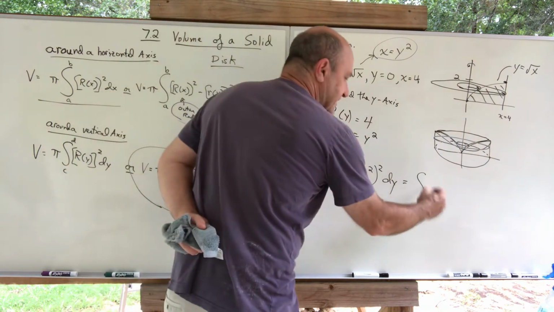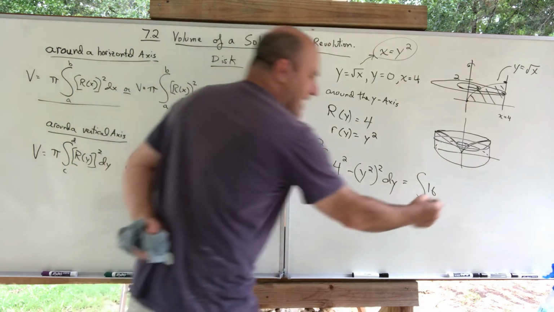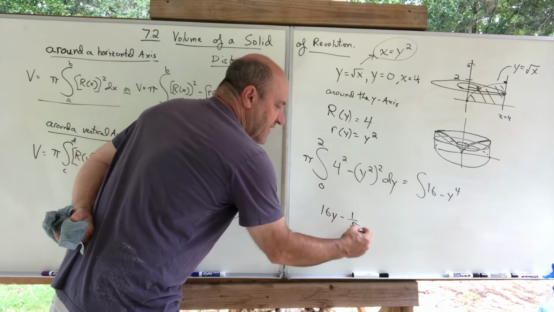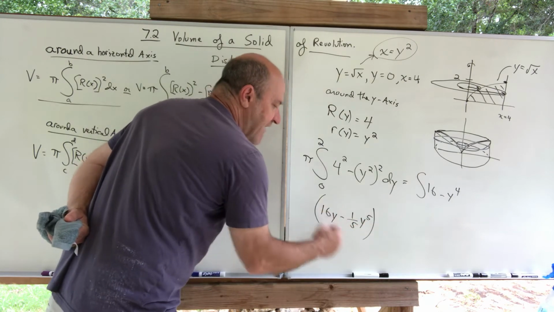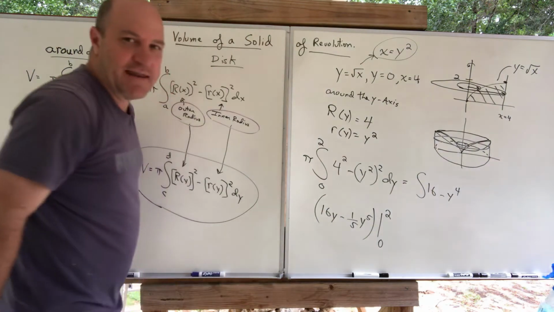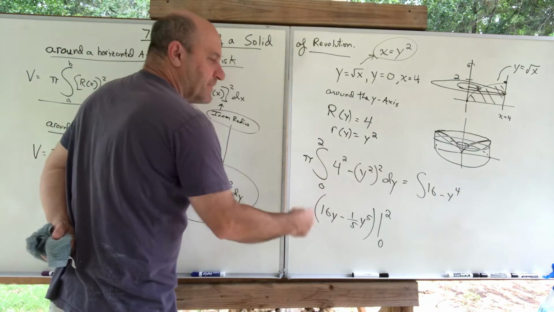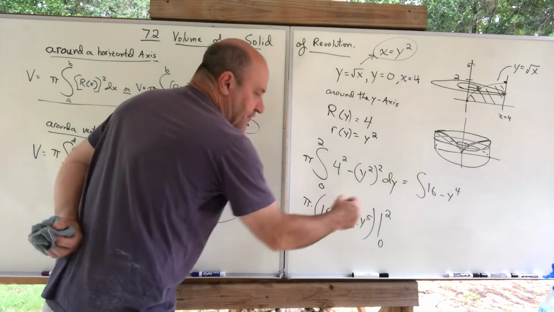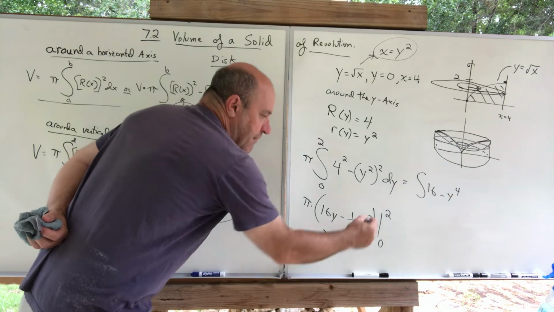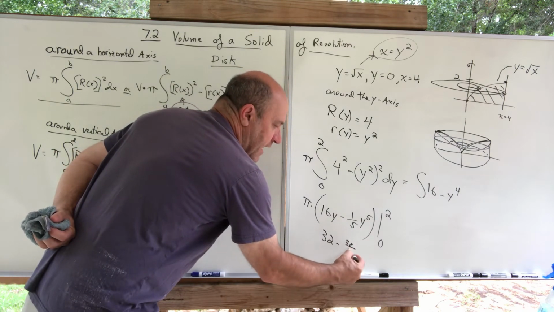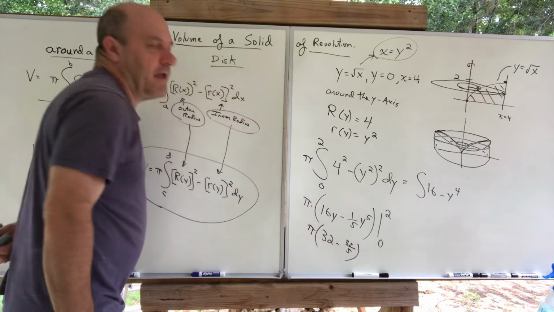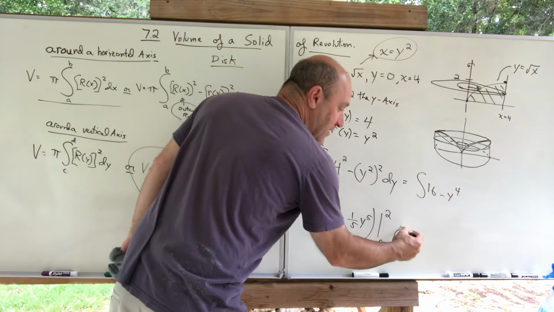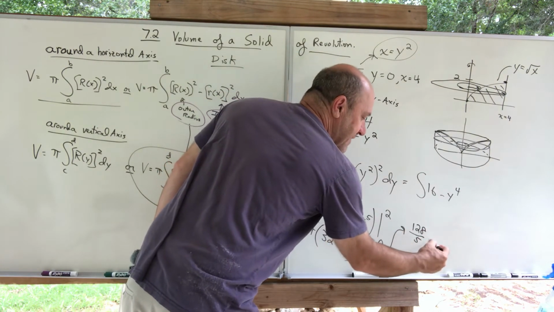When I square it, it's a 16, and when I square that, it's y to the 4th. When I integrate, I get 16y minus 1/5 y to the 5th. And I'm going to evaluate from 0 to 2. Is there anything I've forgotten there in my sloppiness? Oh, pi. There's a pi out in front of that. Don't forget the pi. Now you plug in your 2 and you evaluate. You get 32 minus 32/5 times pi. Everybody knows that's 128/5 pi.